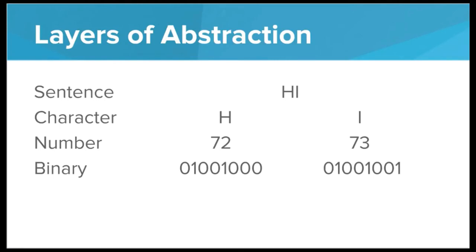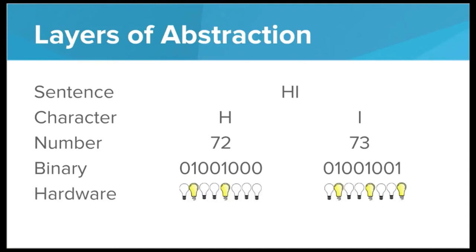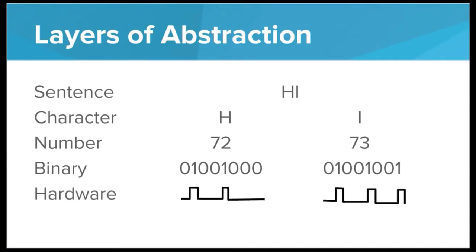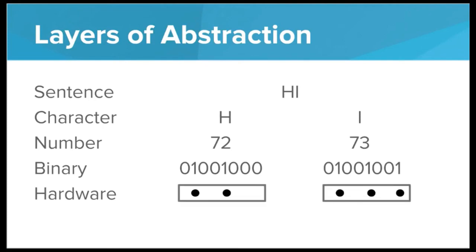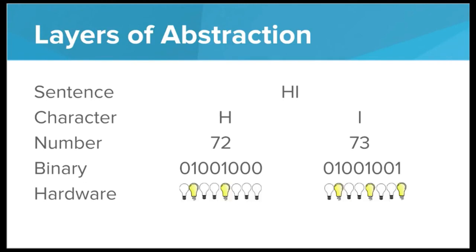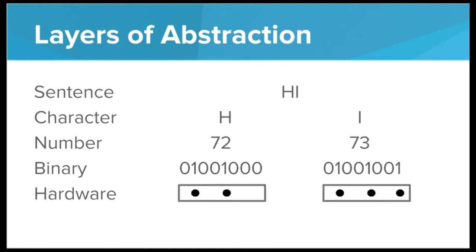But it turns out even these binary numbers are not the lowest level of abstraction. There's actual physical hardware that is encoding these zeros and ones for permanent storage. And this could be a sequence of lights that are on or off. This could be bumps or valleys on the surface of a disk. This could even be literal holes punched in a piece of paper called a punch card. What's incredible is that no matter what the exact hardware implementation is, the software result is the same. You are still encoding the sentence hi.